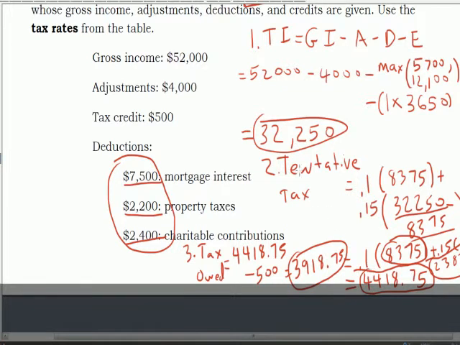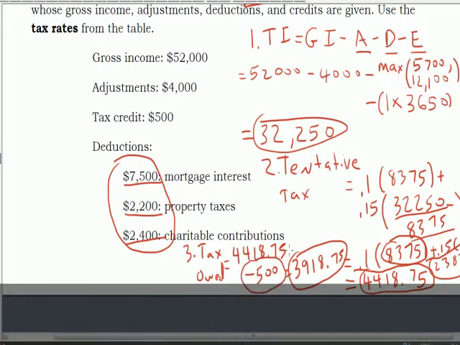That is, if this single woman earned one more dollar in income, she would have paid 15 cents more in tax. Another way to look at this is if she had one more dollar in adjustments, she would have owed 15 cents less in tax. Same for the deductions. One more dollar in deductions, 15 cents less owed in tax. One more dollar of exemptions, 15 cents less owed in tax. Now, let's look at the credits down here.